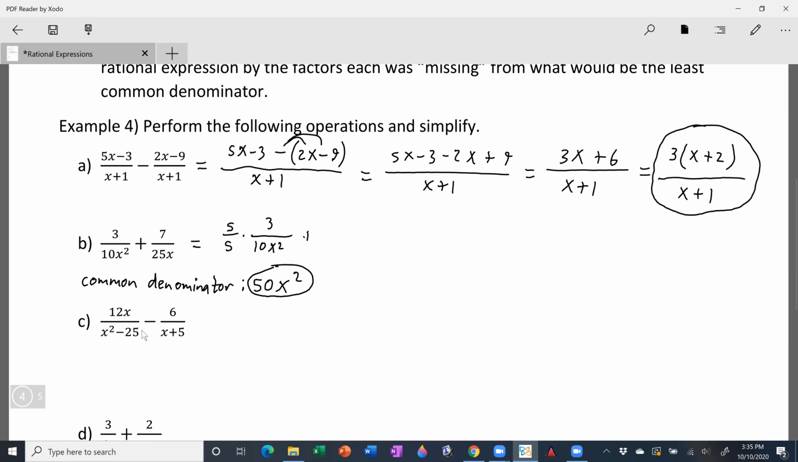Okay, plus, and then for this second one, what do we need to multiply the top and the bottom to get a 50x squared on the bottom? We need a 2, right? 2 times 25, and we also need an extra x. So this one needs a 2x on the top and the bottom.